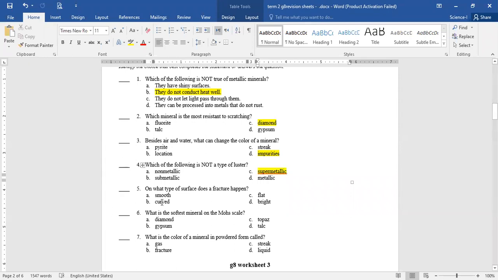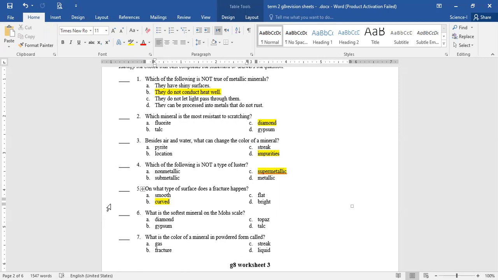Okay, we have something called fracture and cleavage. Do you remember these? We said that one of the characteristics we could use to differentiate minerals is cleavage and fracture. Cleavage is when the mineral separates into sheets or flat surfaces, while fracture happens when we have irregular, curved surfaces.